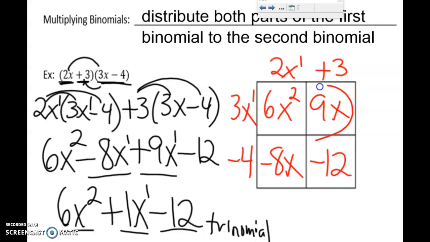You would then go ahead and try to add like terms. They're usually found right here. And then you'd get the same answer. It wouldn't change. It's just another way of completing the problem. All right? If you have any questions.